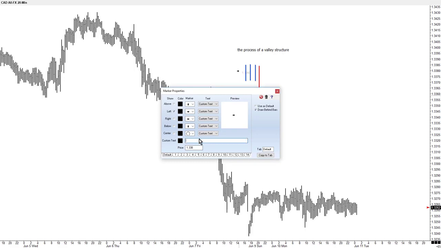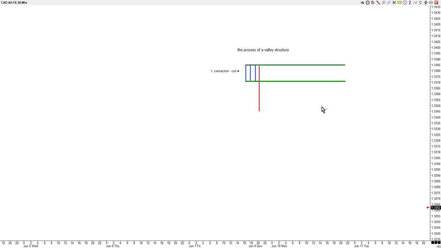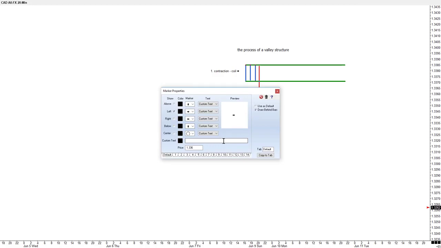So in this process, we're going to have contraction. This is step one. We're going to call this a coil, right? That's how it manifests. That's how you're going to see it. It's a coil or a range. Step one. Okay. Like that. So we're going to do a valley, but it has to go in steps. So step two is going to be expansion. And that's going to manifest as a gap in some form.